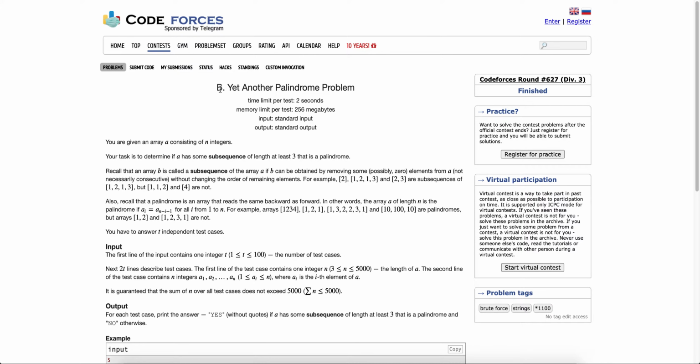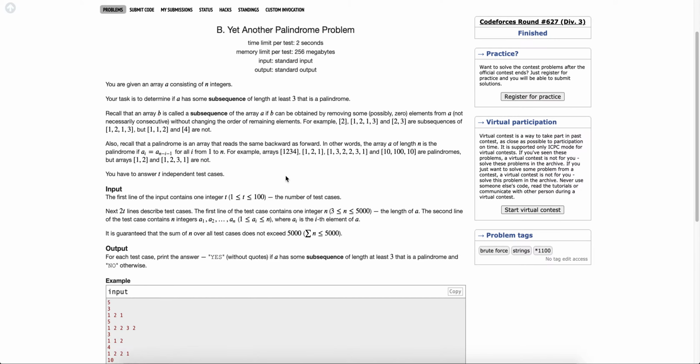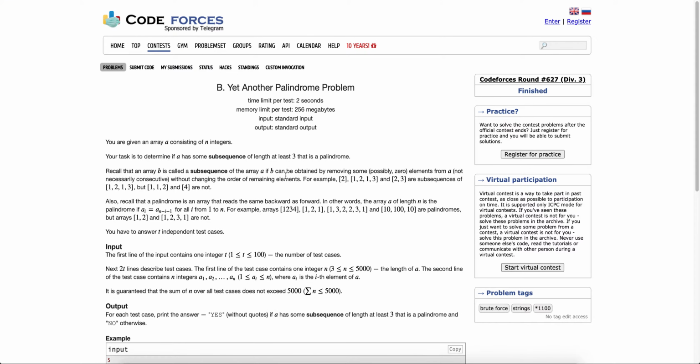Alright, this problem is yet another palindrome problem. So before I explain how to do this problem, I would highly recommend you guys solve this on your own. I'll provide the link to the problem in the description so you can try by yourself.